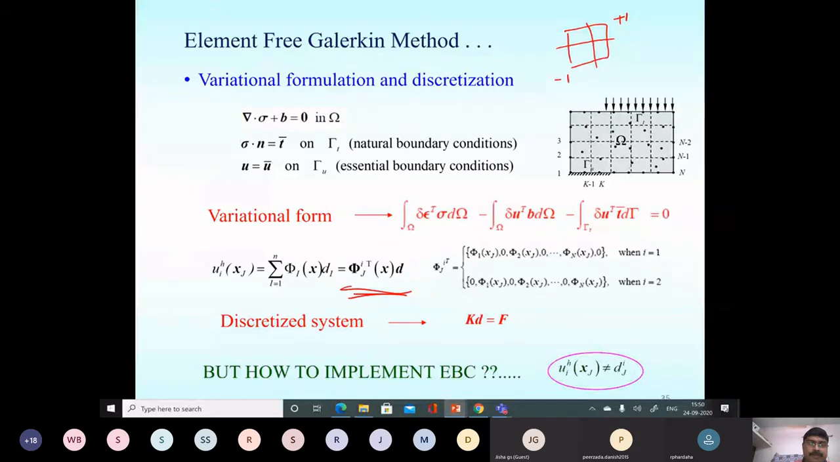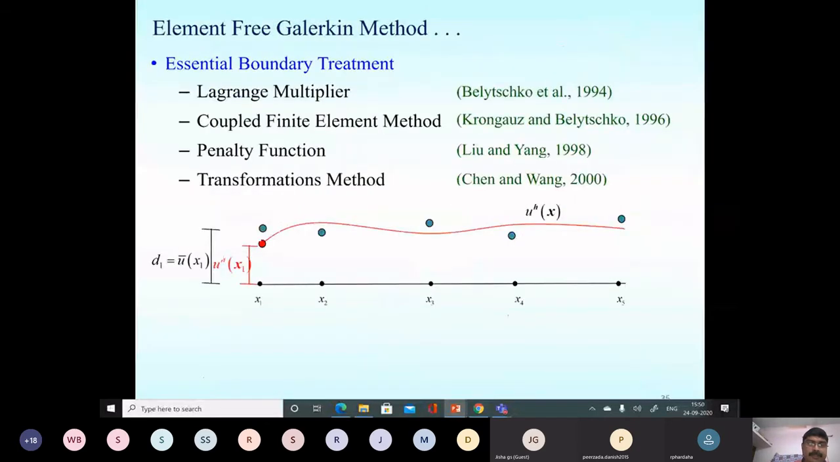The issue is this. This particular point is your essential boundary. At the essential boundary, this is the nodal value that I am expecting, but my approximation does not go through this point; this is the value that I am getting. So how do I get it?